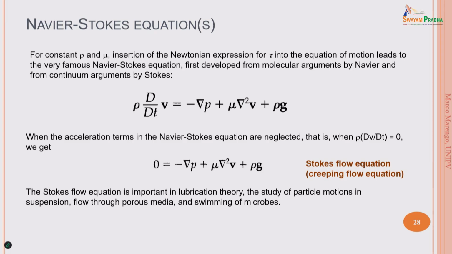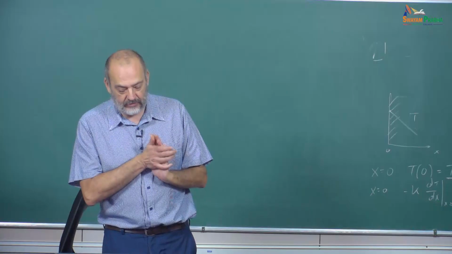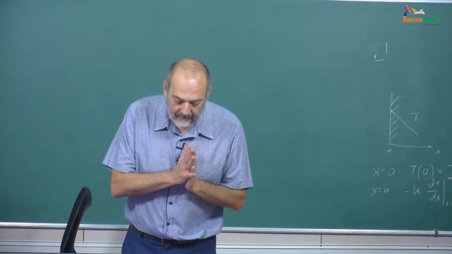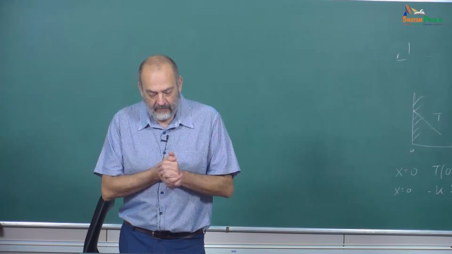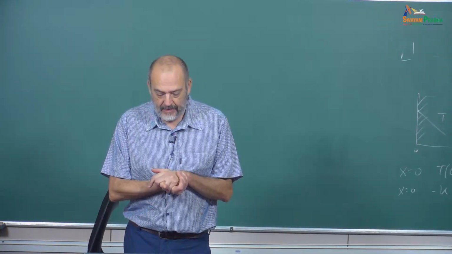So, for a constant rho and mu, because we don't have a non-Newtonian fluid, we have a Newtonian fluid, so mu is constant. We have an incompressible fluid, so rho is constant. Then we can have an expression that is very famous because it's the Navier-Stokes equation. We can have also a Navier-Stokes equation for compressible fluid. Let's stay for a moment on this equation.